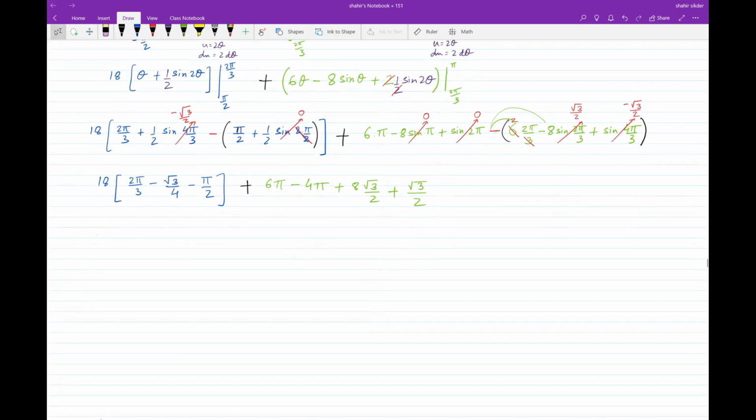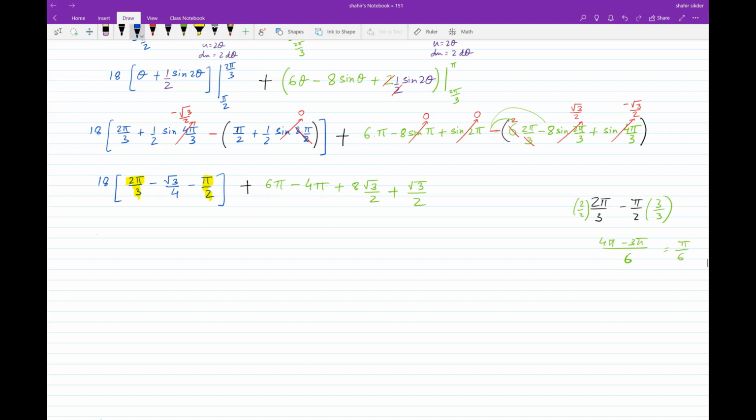Now if you notice, there happen to be like terms, which are 2 pi thirds and pi halves. So let's go ahead and do it on the side, so y'all follow. 2 pi thirds and minus pi halves. Our LCD here is 6, so I need to multiply by an imaginary 1, which would be 2 over 2 here, and over here it would be 3 over 3, which will give me 4 pi minus 3 pi all over 6, which is just pi sixth.